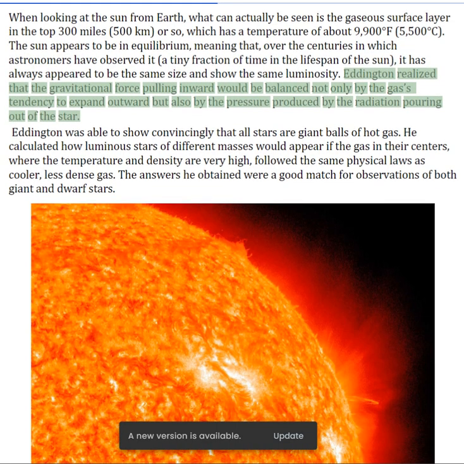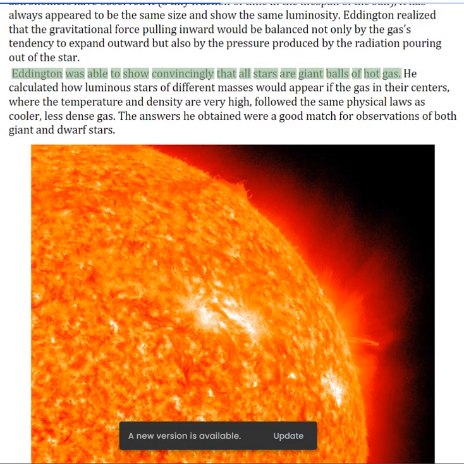Eddington realized that the gravitational force pulling inward would be balanced not only by the gas's tendency to expand outward but also by the pressure produced by the radiation pouring out of the star. Eddington was able to show convincingly that all stars are giant balls of hot gas.